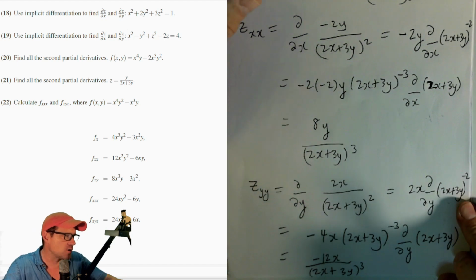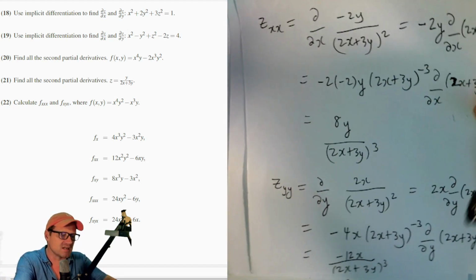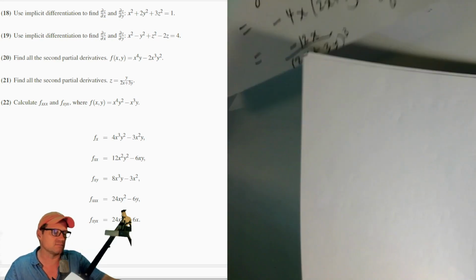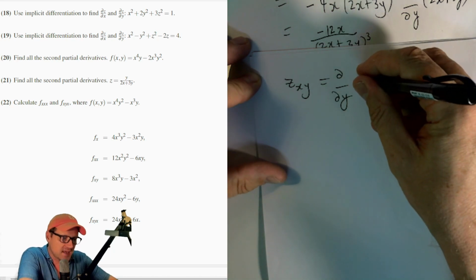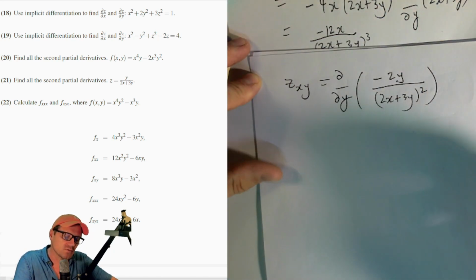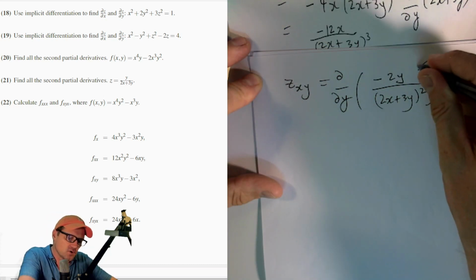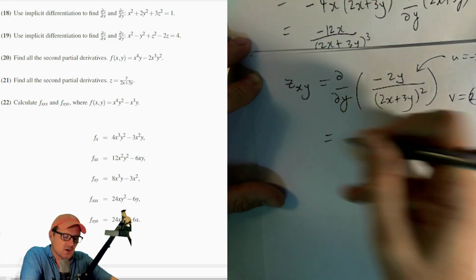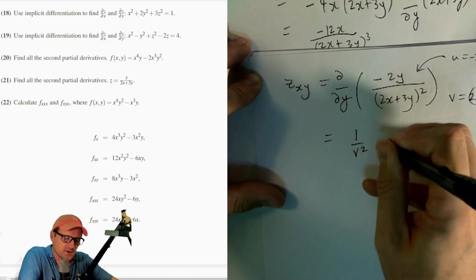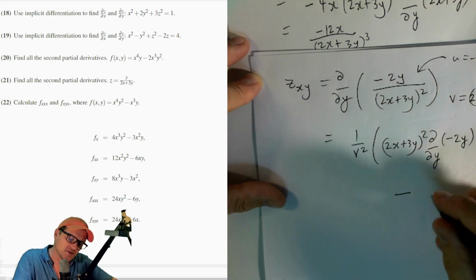Okay, so now this question says find all the second partial derivatives. So we're just missing z_xy and z_yx. So z_xy is the partial derivative with respect to y of z_x. And so here we need the quotient rule. There's a square in there, so be careful because we have a 1 on v squared. So in the numerator, we have u is minus 2y and v is 2x plus 3y all squared. So our derivative is 1 on v squared, v du on dy minus, we swap these around.